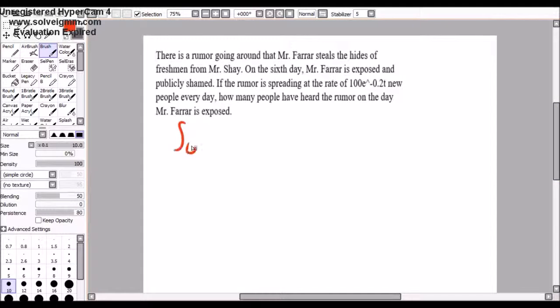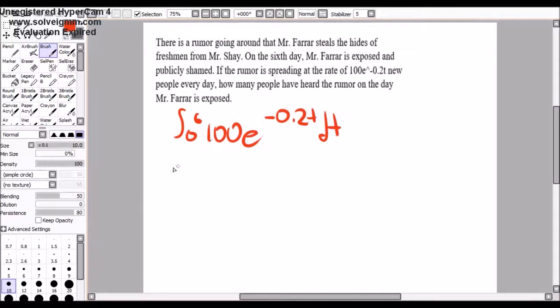and we can rewrite this like this. And then since 100 is a constant, we can just move that out to the front.